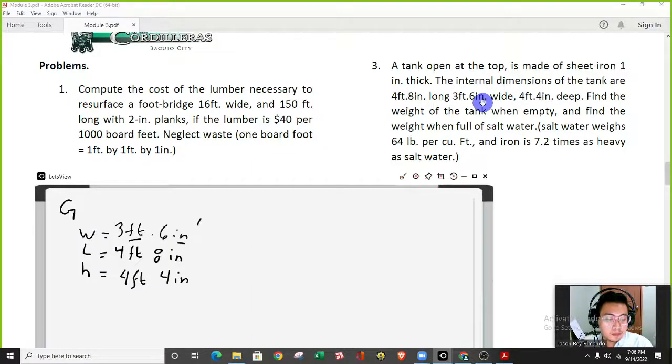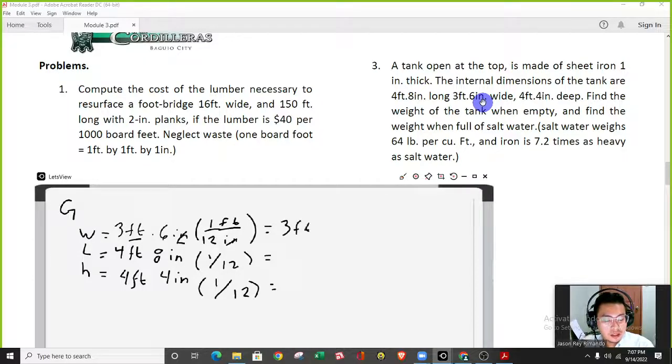Okay. So, multiply natin yung 6 inch into 1 all over 12. Okay. 1 feet is to 12 inch. In order to cancel out inch, matitira yung feet. Okay. Same din dito. 1 over 12 and 1 all over 12. Okay. 3 feet, 4 feet, 4 feet. Okay. 6 divided by 12. 1/2 feet. Okay. 8 divided by 12.